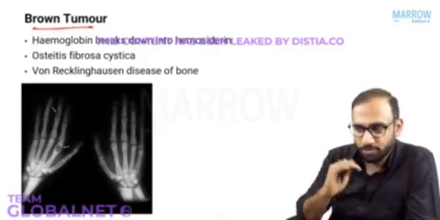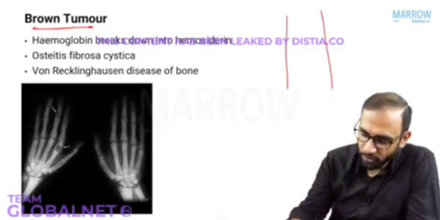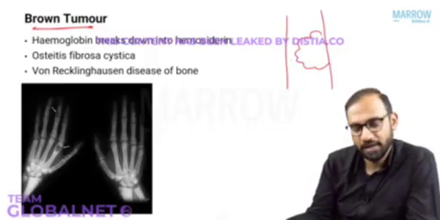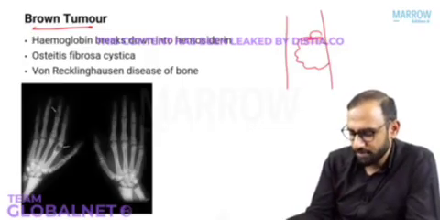Okay, and the last bony change or abnormality I told you was brown tumor. What is this brown tumor? You see, bone is being resorbed. And as the bone is being resorbed, there is this cavity that is formed. And since this is a potential space, blood collects here. And what happens to blood?